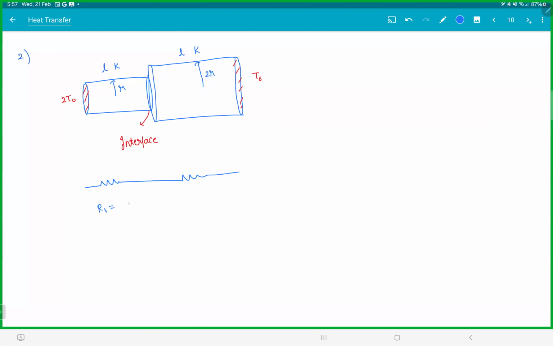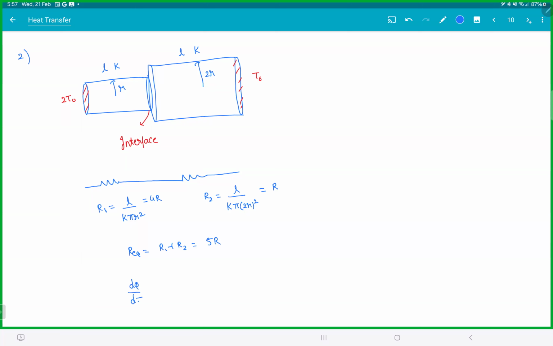So this is R1 equals L by K pi R square. R2 equals L by K pi 2R whole square. So if I call this R, this will be 4R. Agreed? If I call that R, this is 4R. So therefore, R equivalent will be R1 plus R2. So that is 5R.